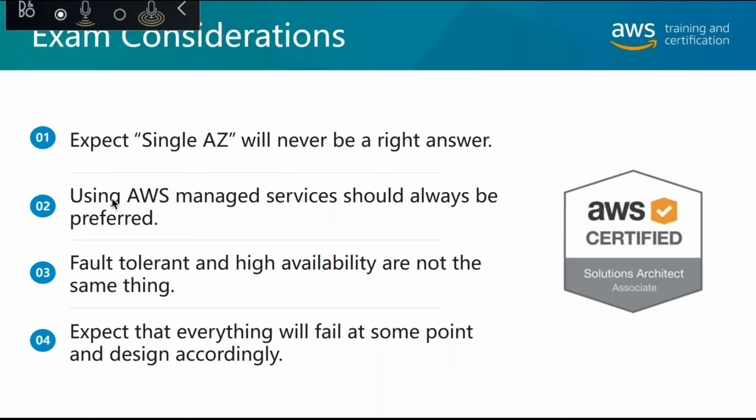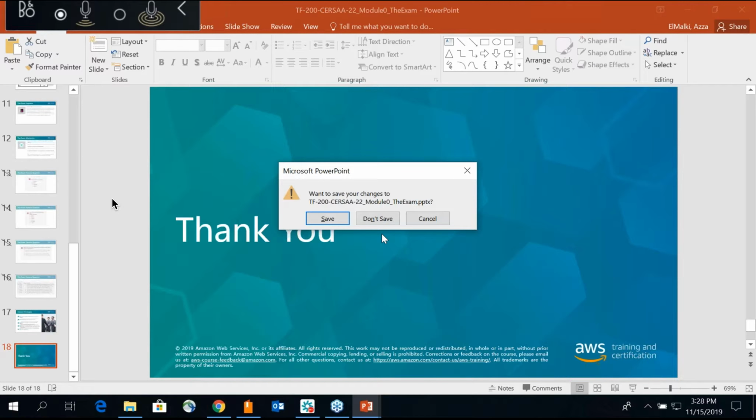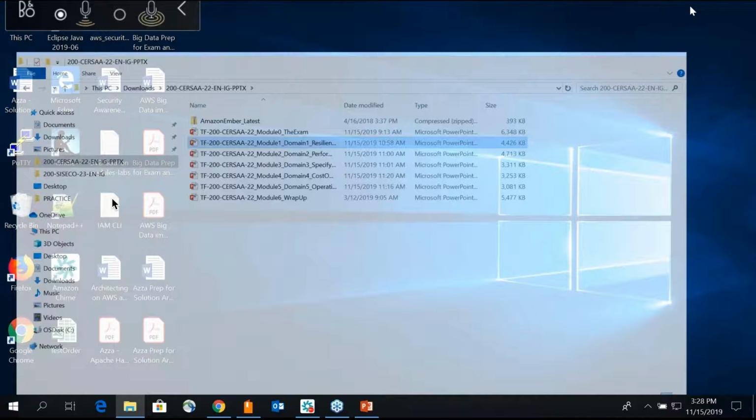Okay, so exam consideration. Expect single AZ will never be the right answer, right? We always design with a minimum of 2 AZs. That's best practice. And use AWS managed services. Using AWS managed service should always be preferred. And fault tolerant and high availability are not the same thing, and expect that everything will fail at some point and design accordingly.